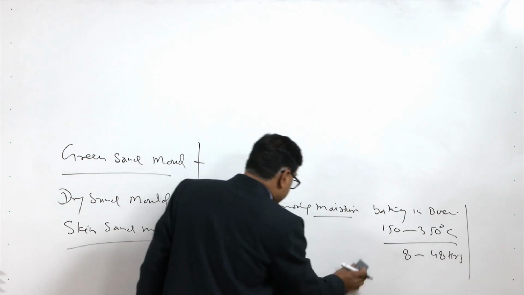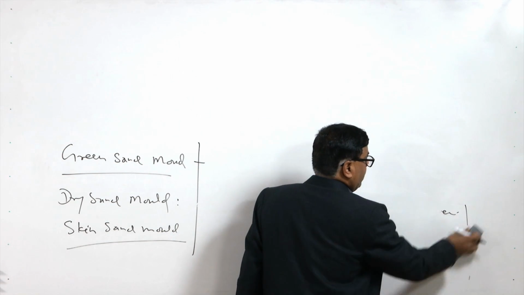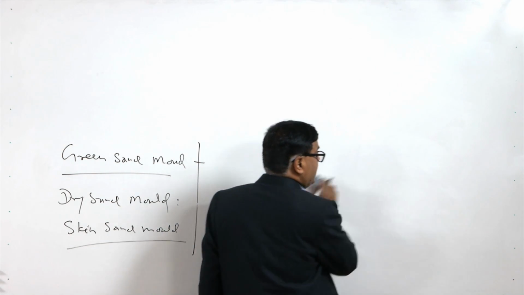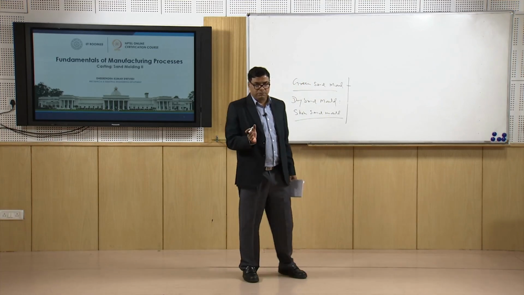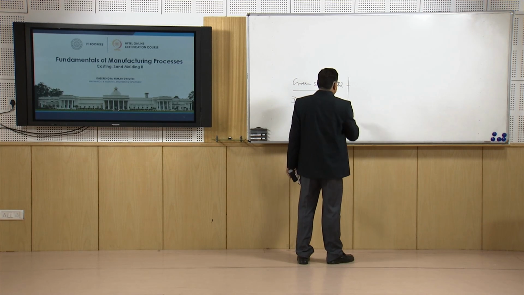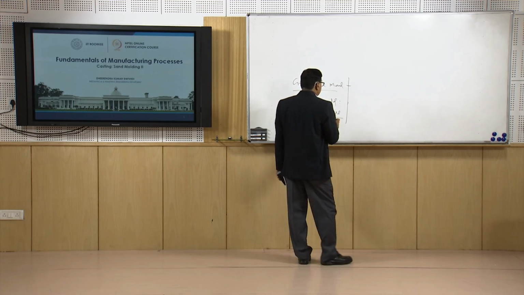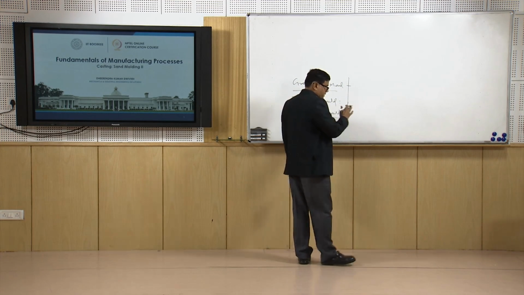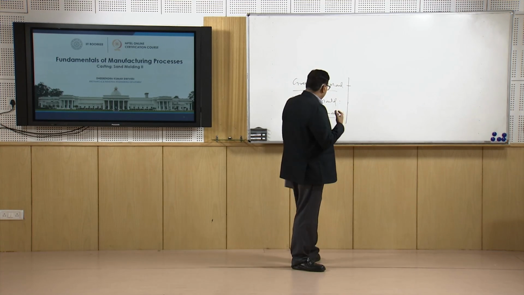But we know that in this case, since the moisture has been driven out, the amount of the gases which will be released as a result of the evaporation of the moisture or the mold metal interaction is reduced. So, the defect formation tendency is reduced in case of the dry sand mold, but this one is very costly and it needs a lot of effort for drying the mold.